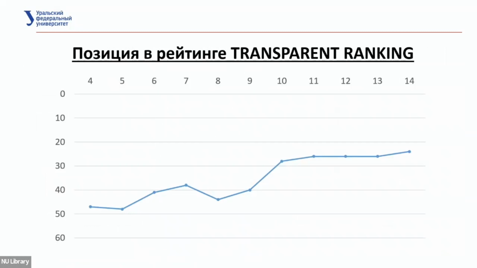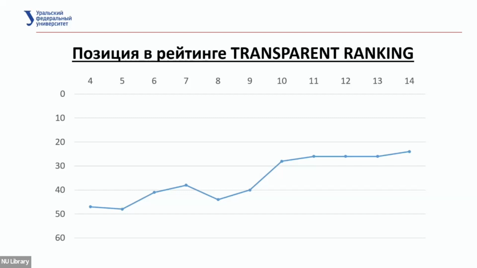Это я пропущу. И на самом деле этот график, не очень понятный, это график динамики нашего перемещения по рейтингу Transparency, в котором мы в последней, 14-й его итерации вошли в топ-25 репозиториев мира по версии Webometrics. И если наложить этот график на тот слайд, который я попросил вас запомнить, то получается, что прирост контента напрямую влияет на позицию в этом рейтинге.